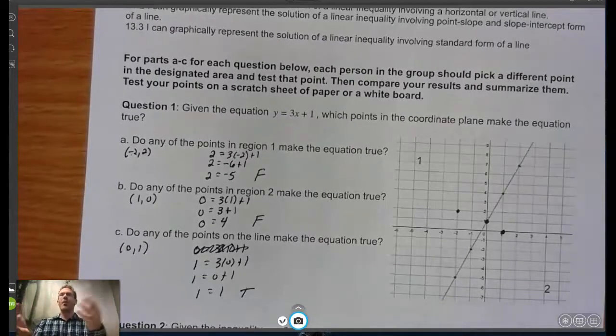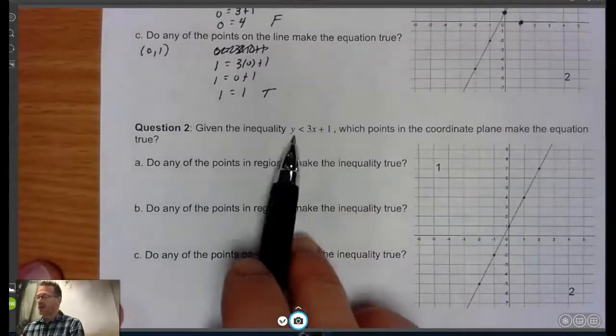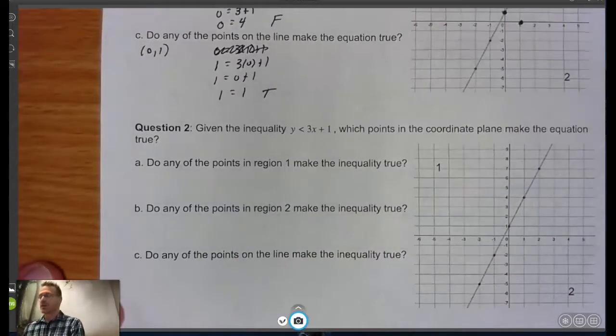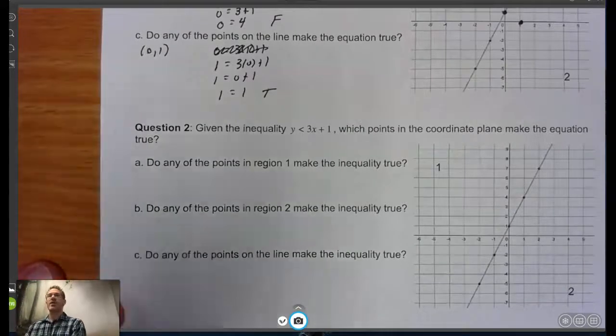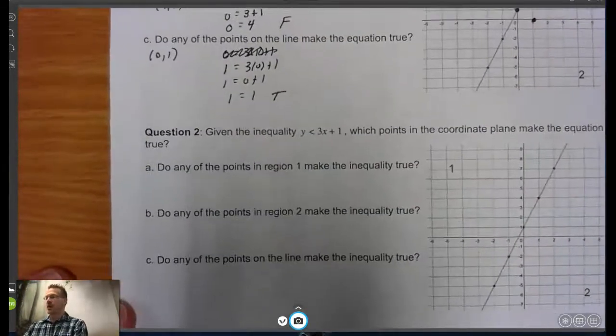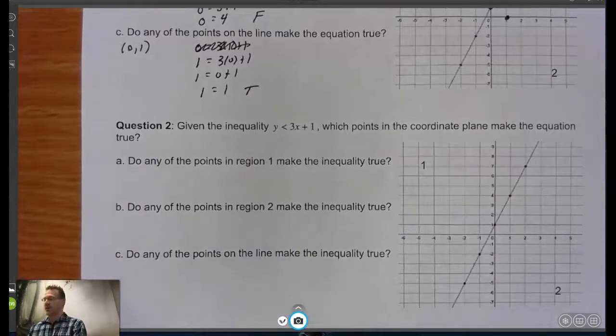So what we're going to move into now is an inequality. Notice now we have y is less than 3x plus 1. So 3x plus 1 is still this line right here, and we're trying to find some y values that will be less than that. So what I want you to do is go through and, once again, determine if any points in region 1 or region 2 make that inequality true. Pause the video, do A, B, and C for question 2, turn it back on, and then we'll go through that together.